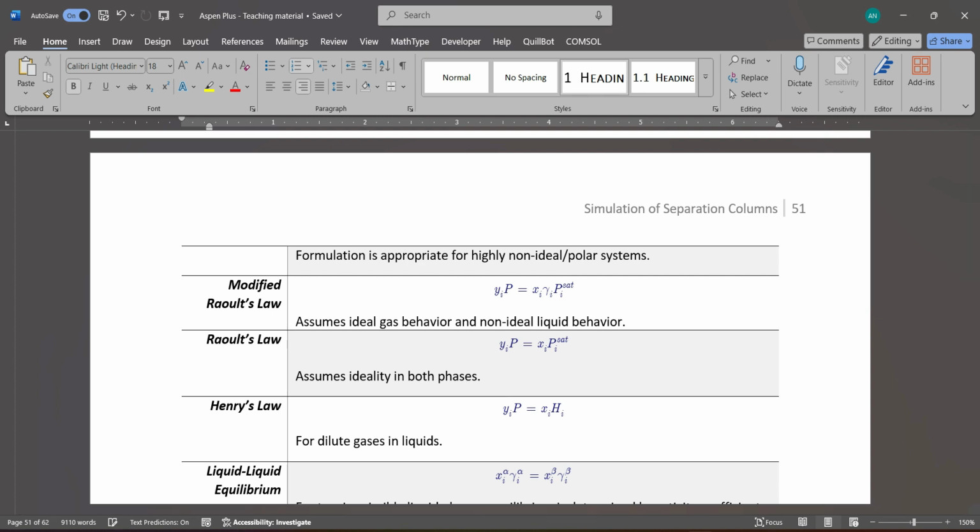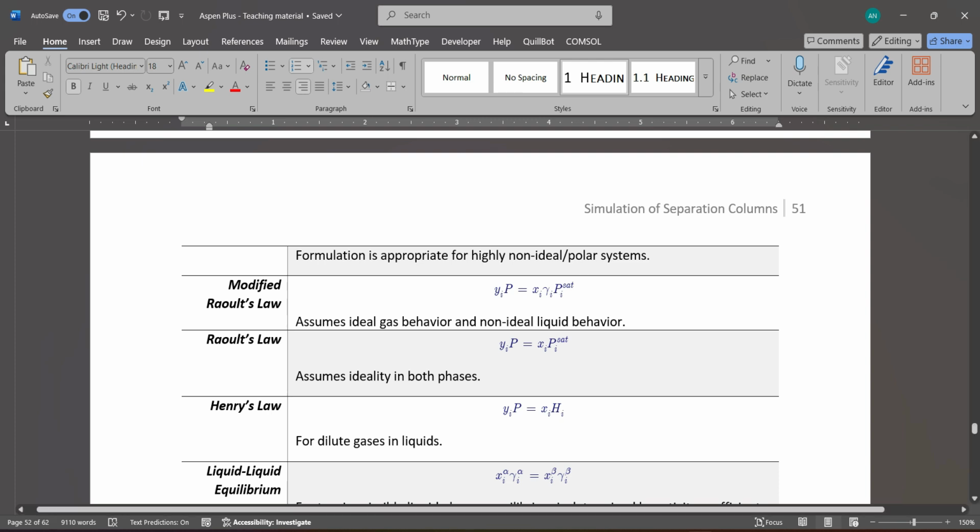Otherwise, the reduced forms include the modified Raoult's law or the original Raoult's law. Raoult's law assumes ideal behavior in the gas phase as well as in the liquid phase. However, in the modification of Raoult's law, the gas phase is still considered as the ideal phase, while the liquid phase non-idealities are calculated using the activity coefficient.